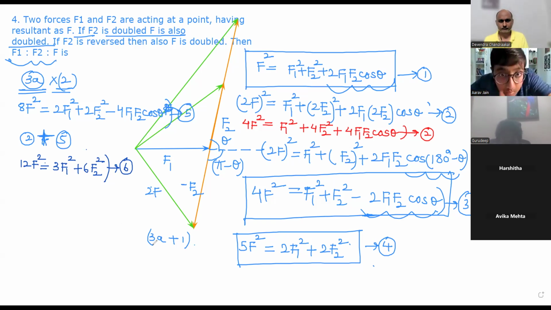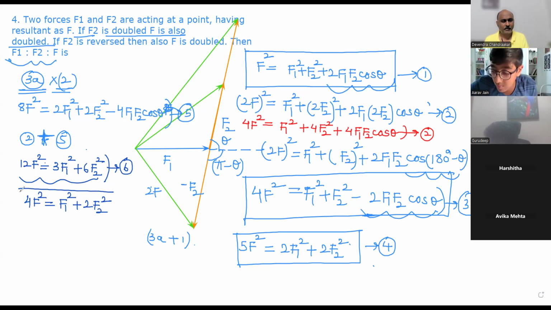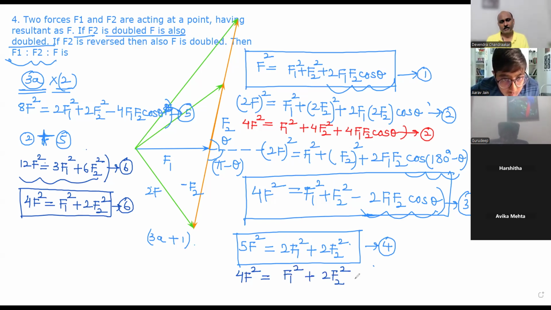ठीक है? Okay, sir. Then I am simplifying this because there are common factors here. So it is 4f square is equal to f1 square plus 2f2 square. I am dividing it by 3. So I got this one. So I have, this is again the 6th equation only with reduced factors, right? Yes, sir. 4f square is equal to f1 square plus 2f2 square, right? This is the 6th equation I am writing here.